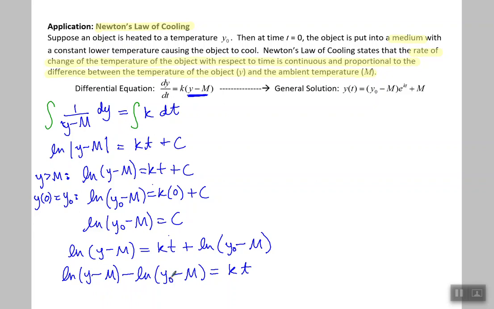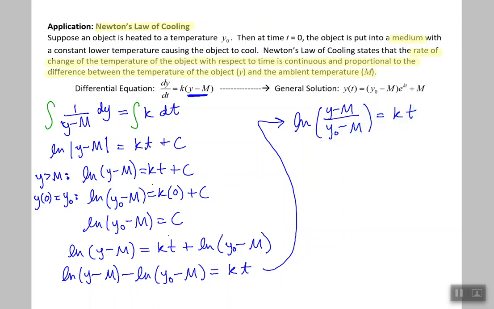Remember that subtracting logarithms means we can condense it into one logarithm. So we can write this as natural log of y minus m divided by y sub 0 minus m equals kt. I can get rid of the natural log by exponentiating both sides, base e. Both sides become the exponent to base e. That gets rid of the natural log, and we're left with y minus m over y sub 0 minus m equals e to the kt.